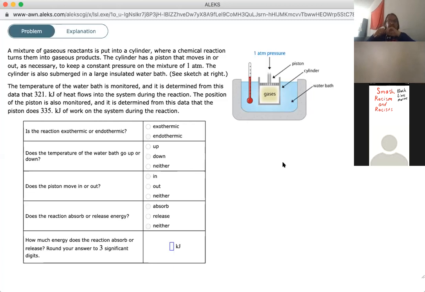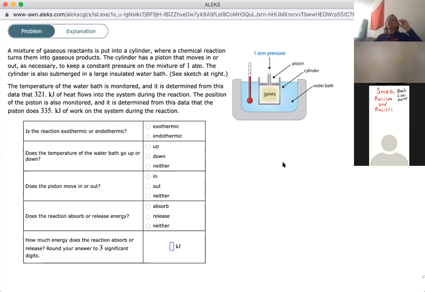The position of the piston is also monitored, and it is determined from this data that the piston does 335 kilojoules of work on the system. So does the temperature of the water bath go up or down? Does the piston move in or out? Does the reaction absorb or release energy? And then how much energy does the reaction absorb or release?